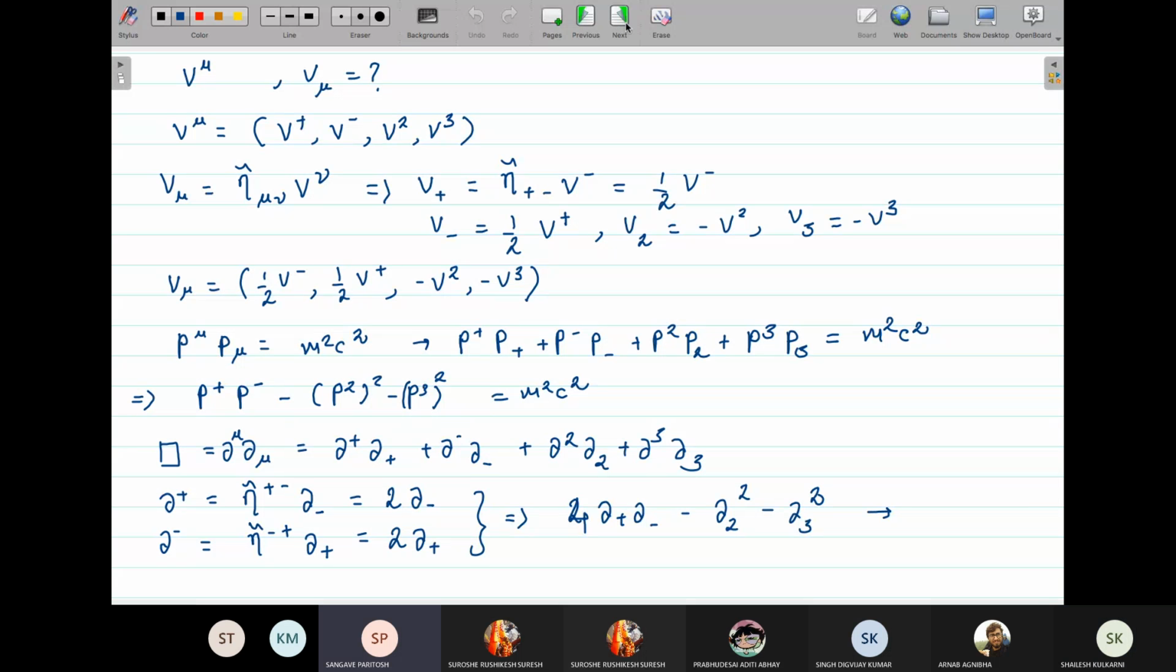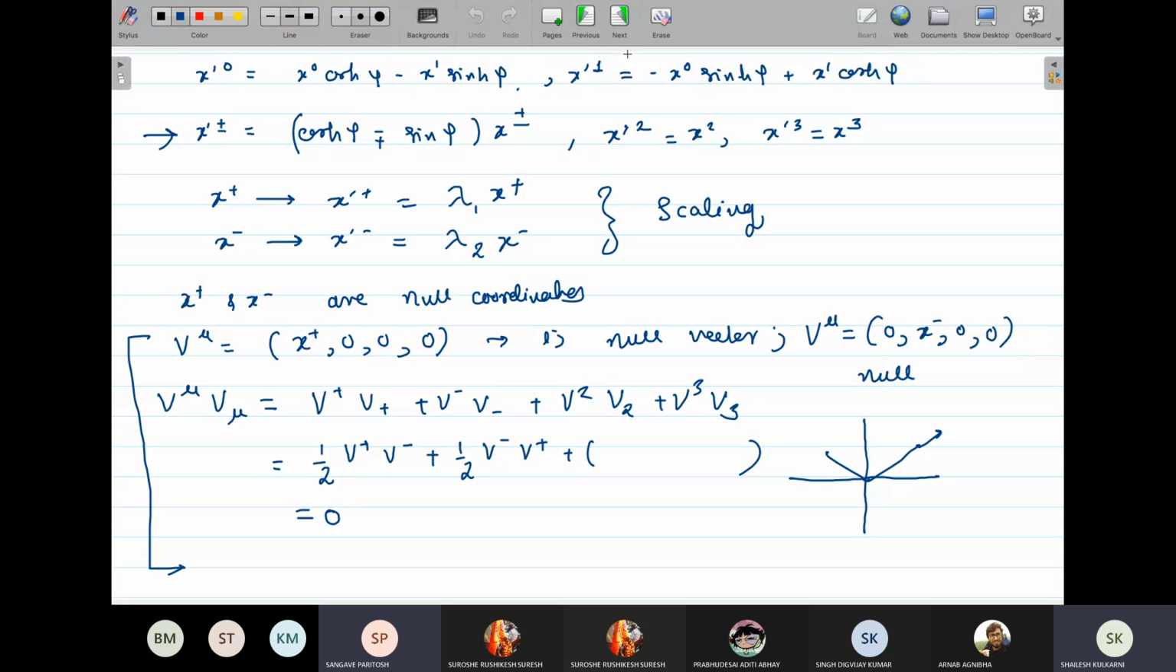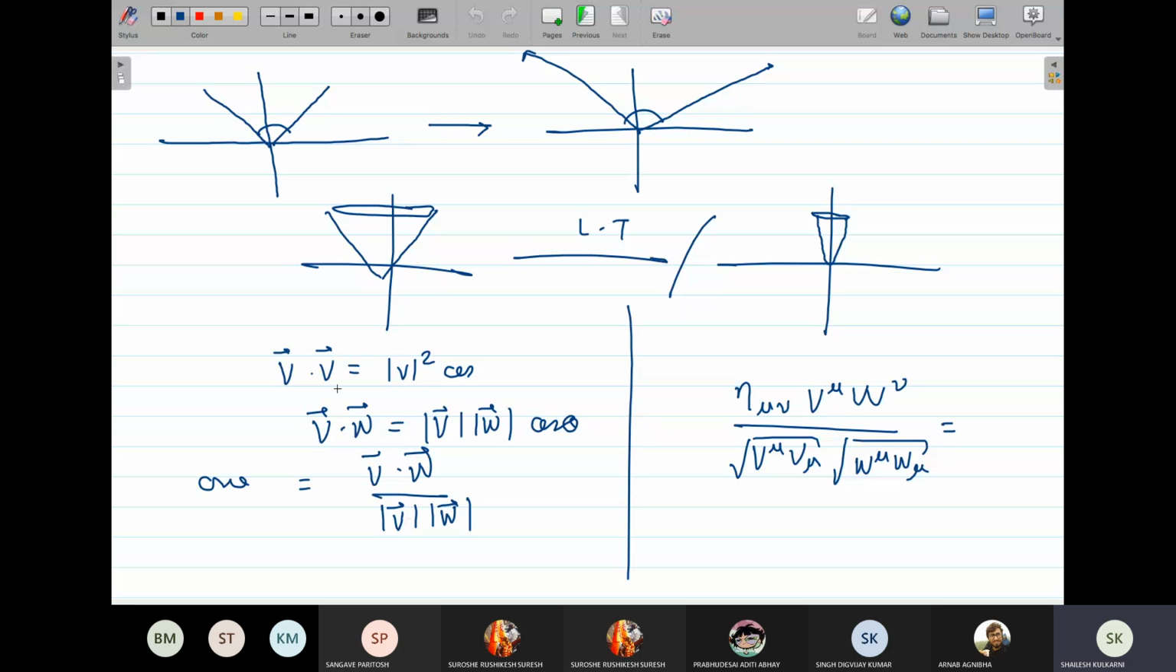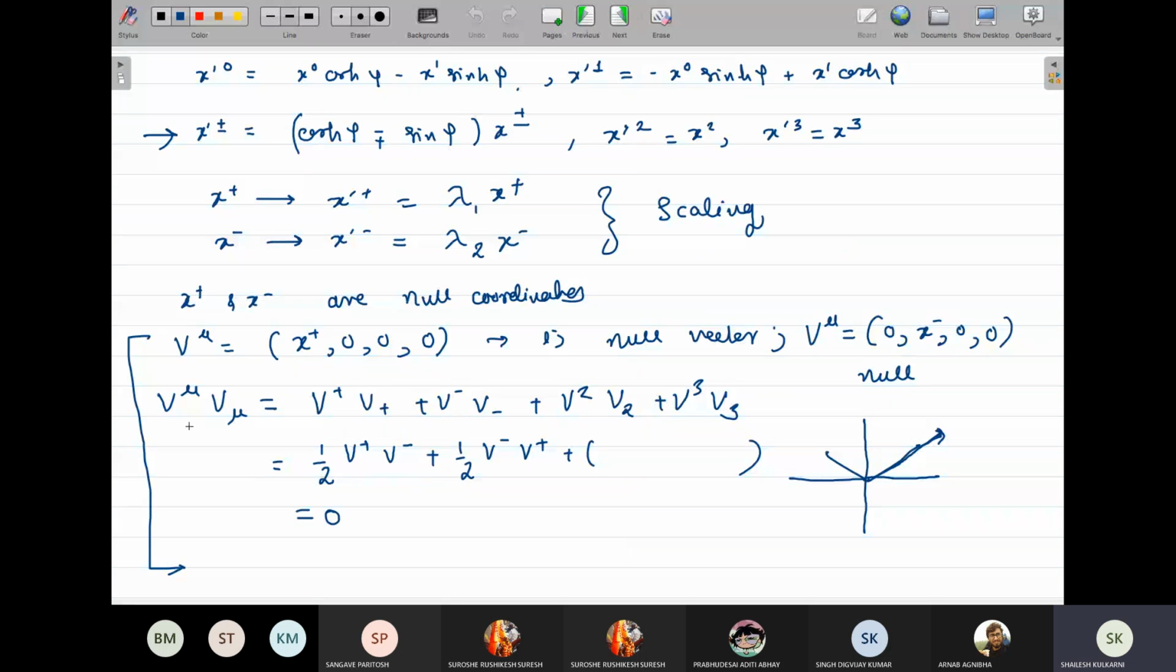Sir, can you go to the next slide? Sir, here we saw V mu is just 0. So how do we really calculate the angle? For this particular vector it is 0, so it is a null vector basically. This tells us that this is a null vector. This I am saying for any general vector. This happens for a null vector.